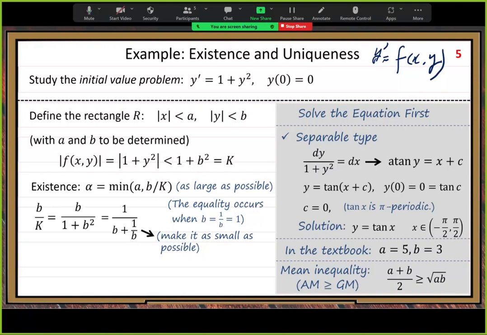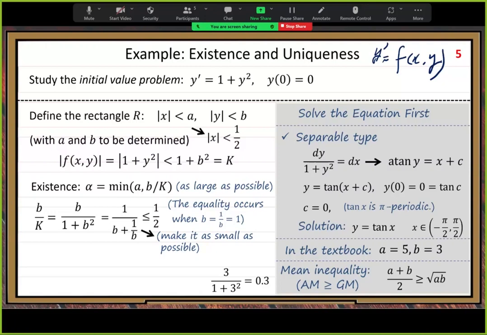That's the minimum of the denominator, maximum of the whole fraction. Plug in 1. So we choose B equals 1, and we get this 1/2. But if we choose B equals 3, as in the textbook, we get 0.3, less than 1/2. So this way we do better than the textbook number.